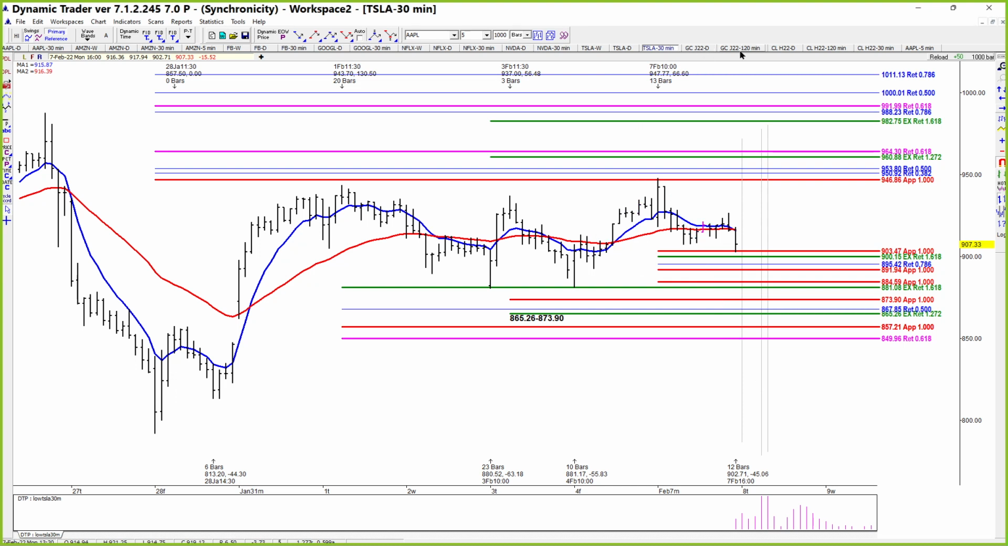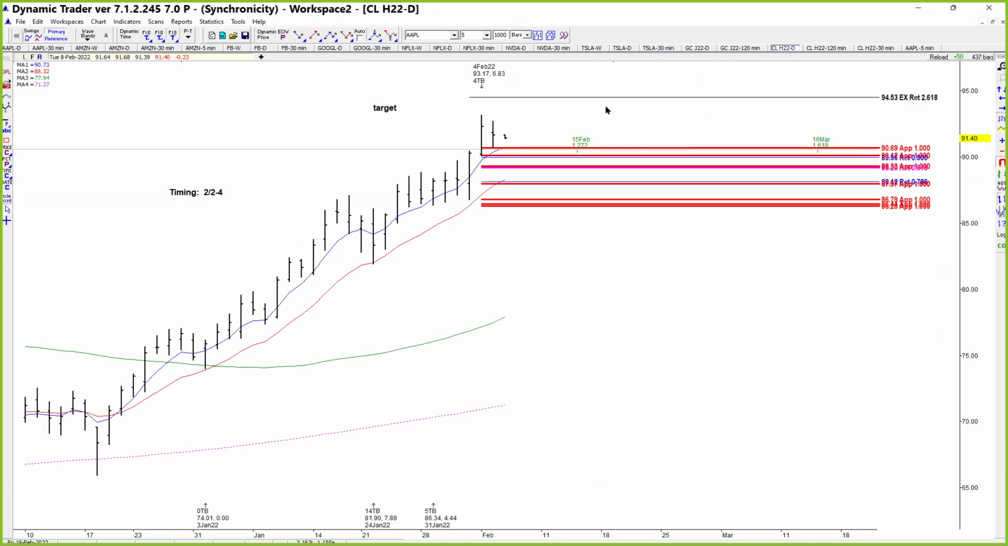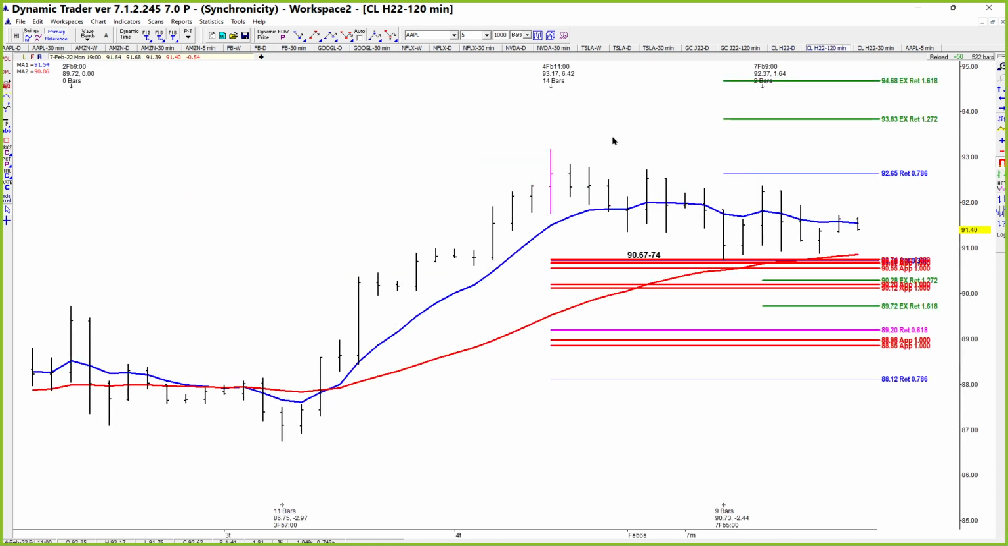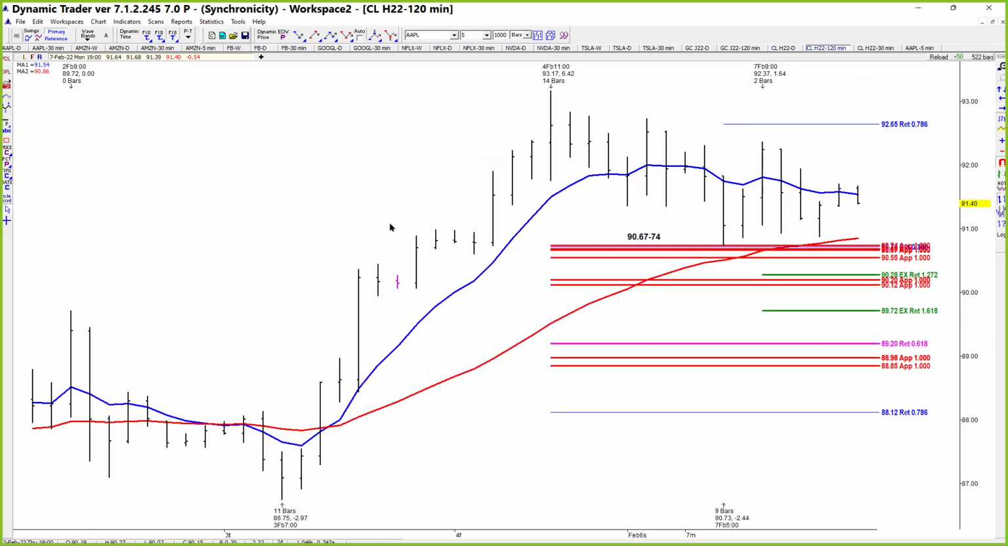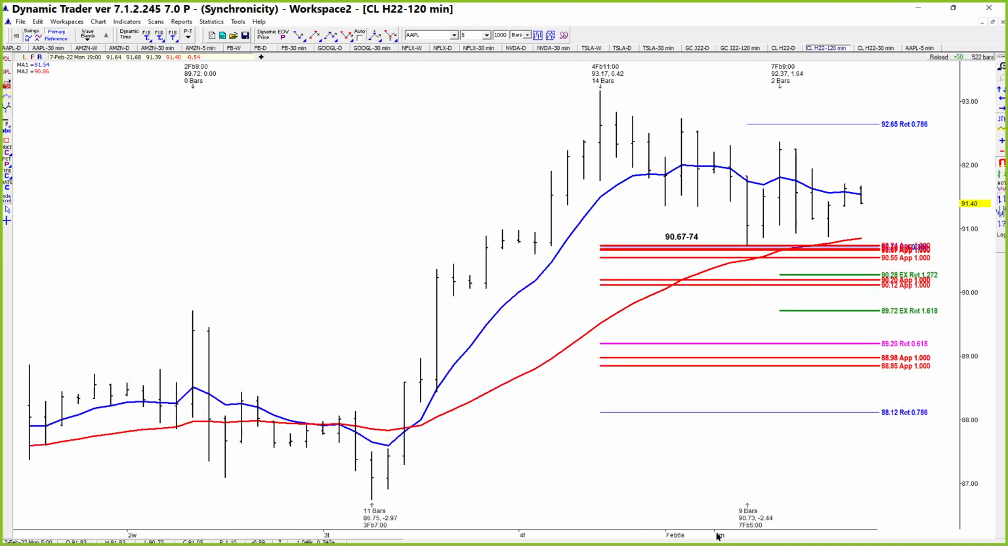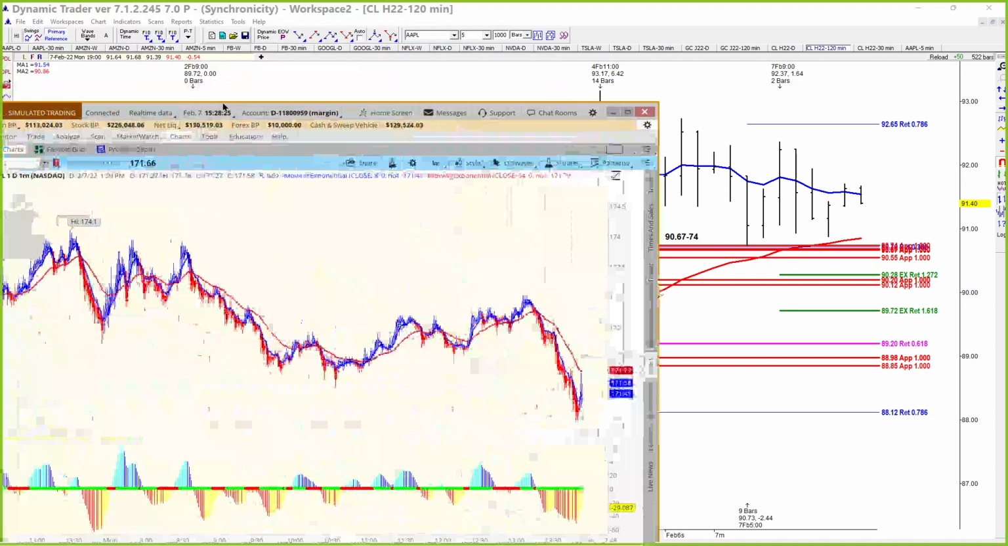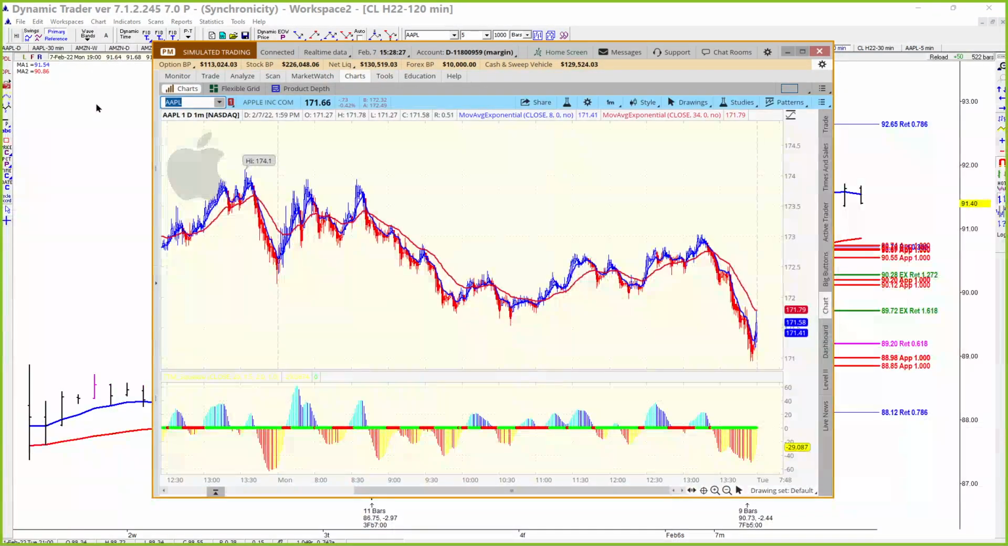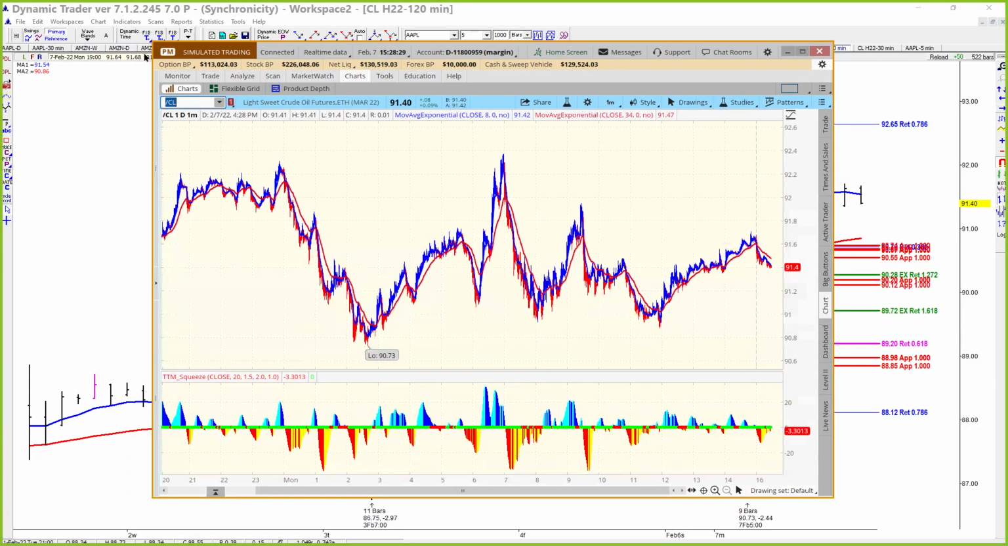All right, let's see. What else do we have? Well, we did have a setup. I think this was, okay, this was the 7th, where we hit and held symmetry support. But let's see if I can find a trigger, possibly on a 1-minute chart.